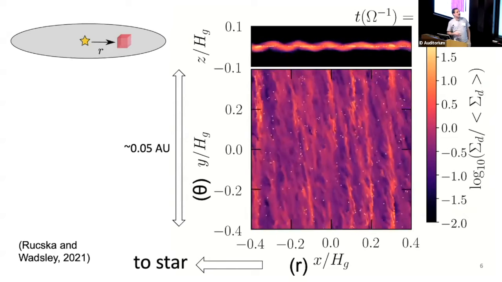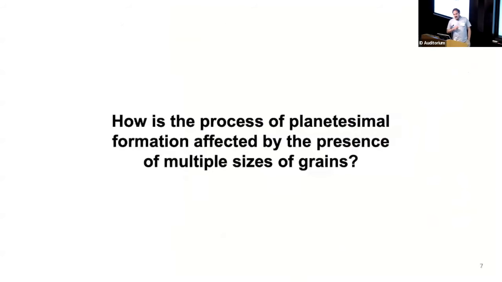So it's a very quick process. What we wanted to ask in this recent project is that previous simulations, and most other simulations in this type of subfield, use only a single size of grains for their model. So all dust was modeled by a single size of grains. We wanted to see, if we had multiple grains simultaneously, what would that do to this process?